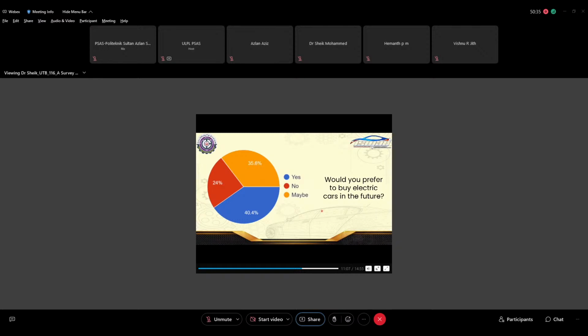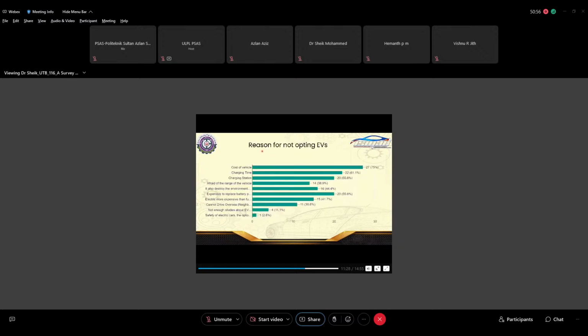Then we asked whether they would like to buy electric cars in future. 40+% said yes, 24% said they will not buy, and 35.6% said they may or may not buy an electric car in future. So what is the reason for not opting for EVs?